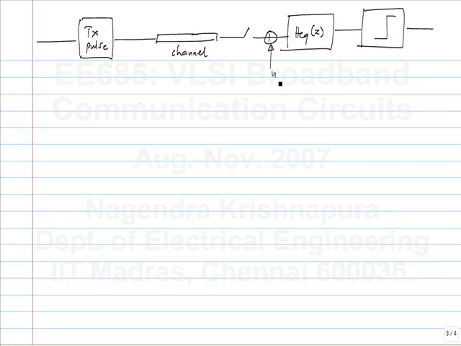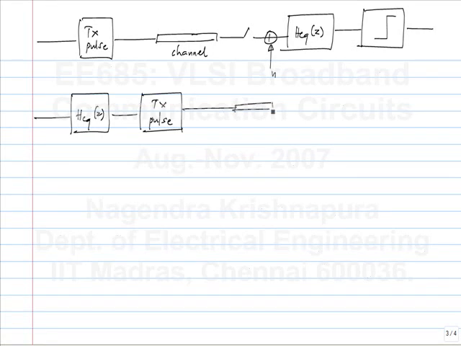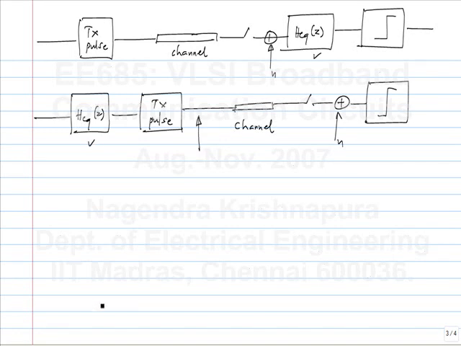Okay. And in the other case, I can have the filter which goes through the transmit pulse shaping, which then goes through the channel and noise is added. Okay. And you have the decision. So if you use the same equalizing filter here and here, the signal strength here will be much larger. Okay. Is this clear? Now you may not be able to arrange to do that.